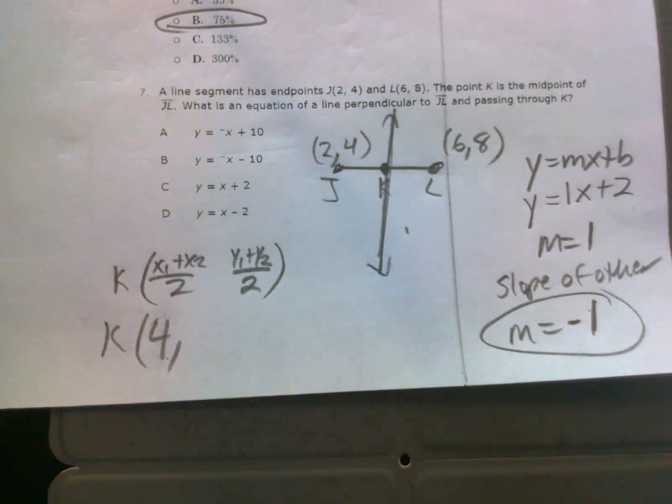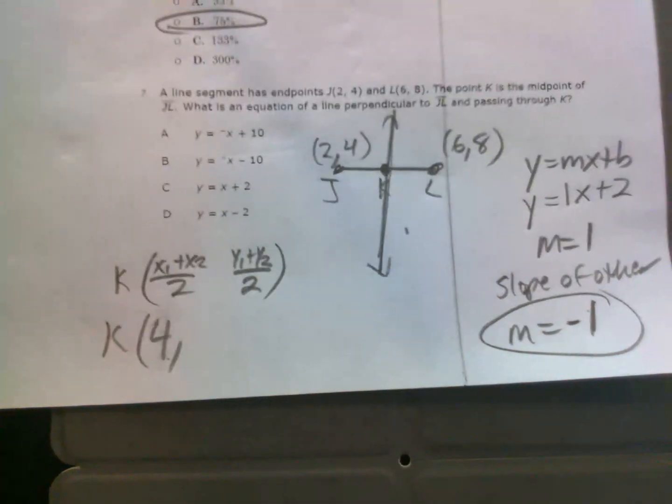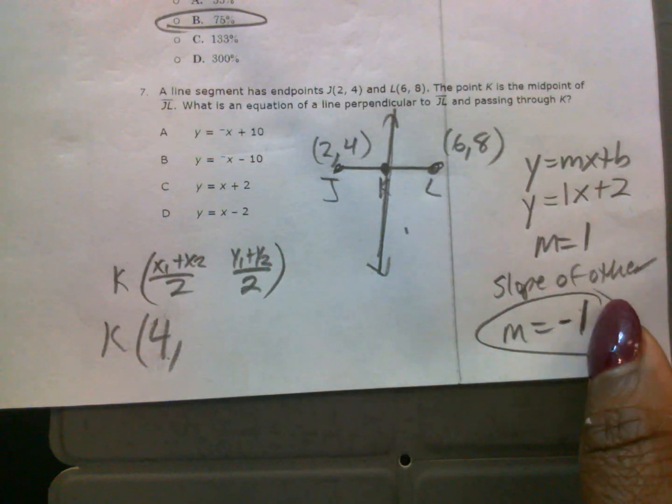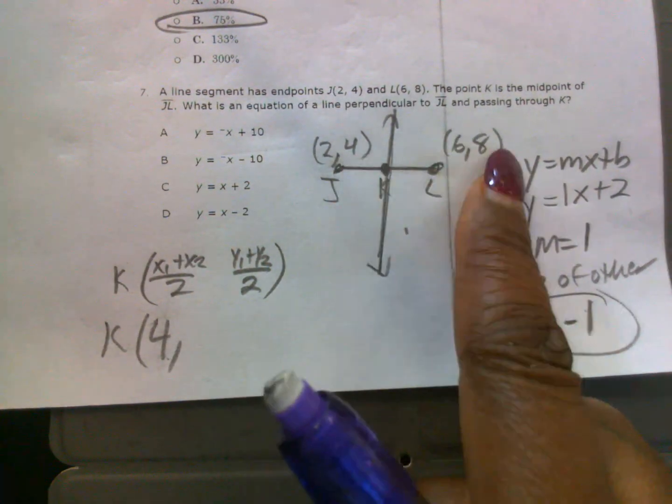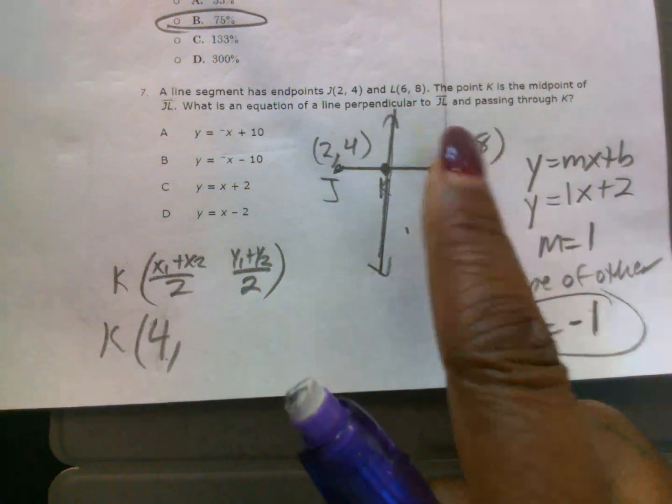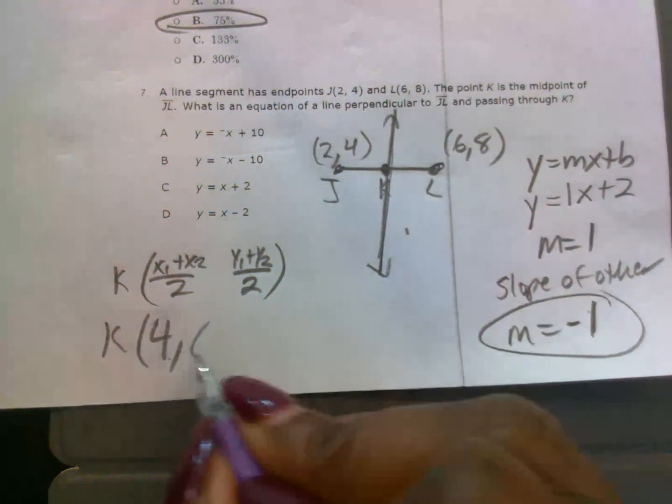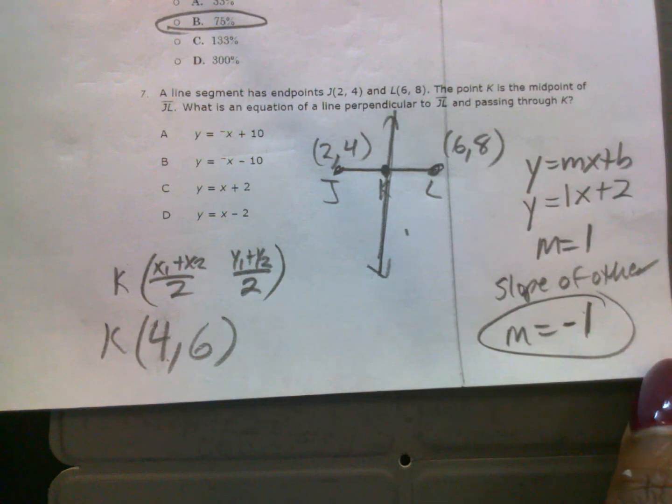Let's do the same thing to find the y coordinate. What do we add together? What plus what for the y's? 4 plus 8. What's 4 plus 8? 12. What's 12 divided by 2? 6. So the midpoint is (4, 6).